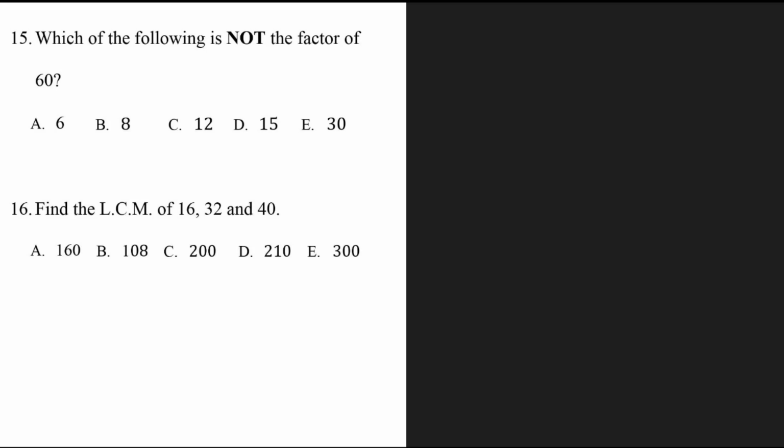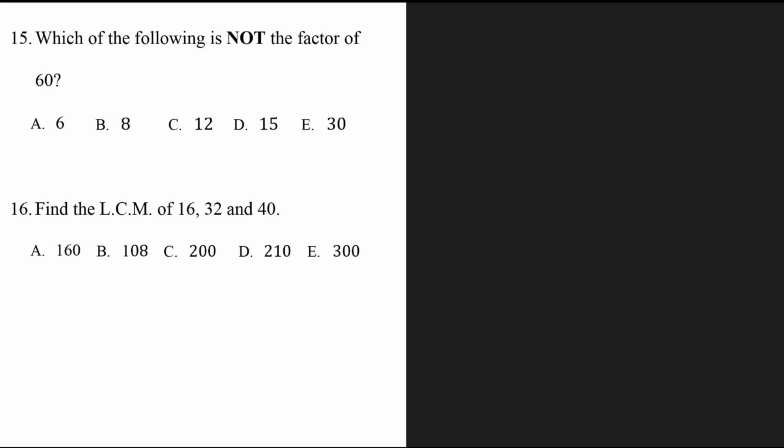Alright. Number 15 says, which of the following is not a factor of 60? So the question is, what is a factor? We know that a factor is a number that divides another number without any remainder, right? So the simplest way is to check through the options. If 60 can be divided by a number without any remainder, then that means it's a factor of 60, right? So now the question says "not." So any number that cannot divide 60 without any remainder is not a factor of 60.